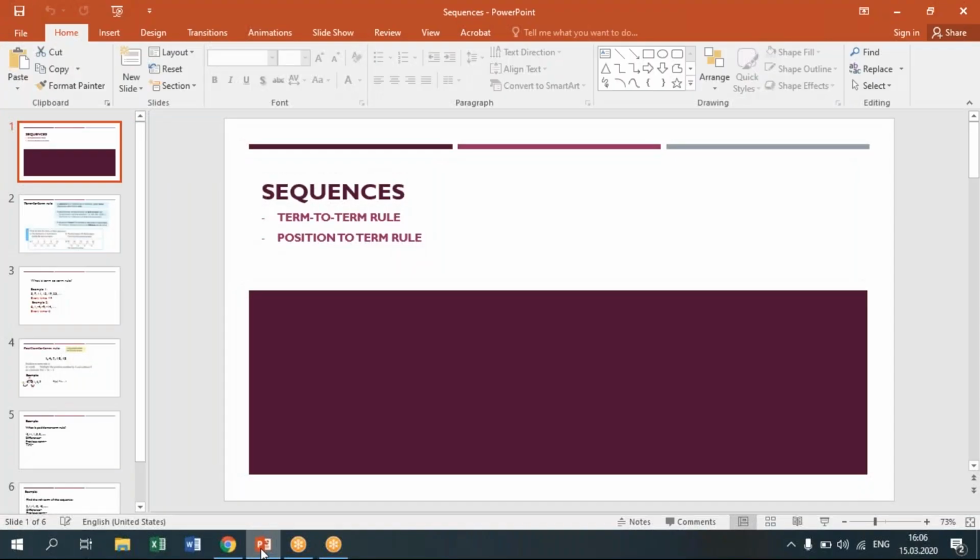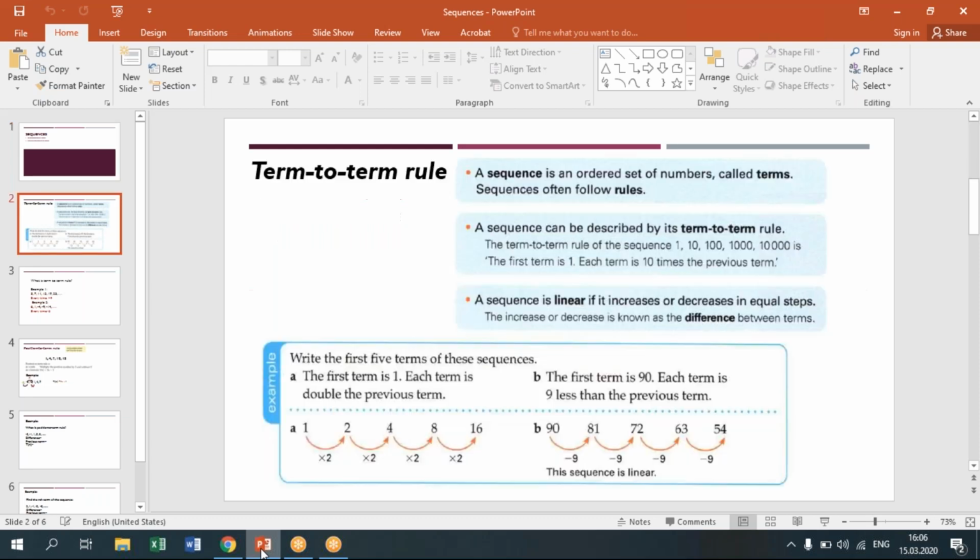Hello to everyone. Today we're going to talk about sequences. The lesson objectives are the term-to-term rule and the position-to-term rule. What is a sequence? A sequence is an ordered set of numbers which follows some rule. All these numbers are called terms. Also, what does the term-to-term rule mean? Let's look at an example.